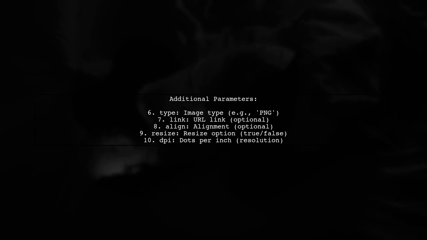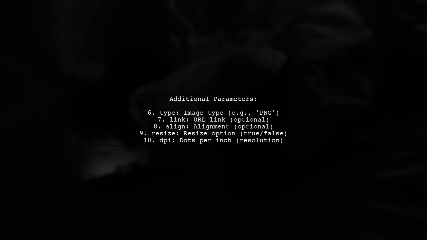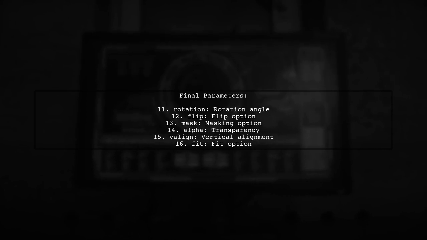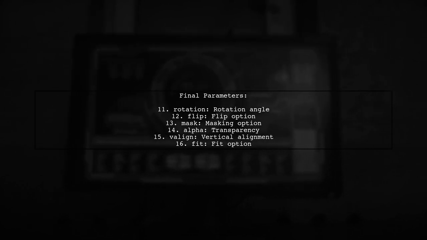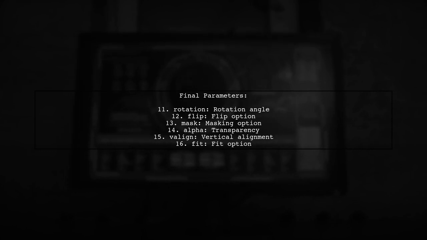The next parameters control the link, alignment, resizing, and DPI settings. Finally, the last parameters control rotation, flipping, masking, transparency, vertical alignment, and fitting options. Adjust these based on your layout needs.